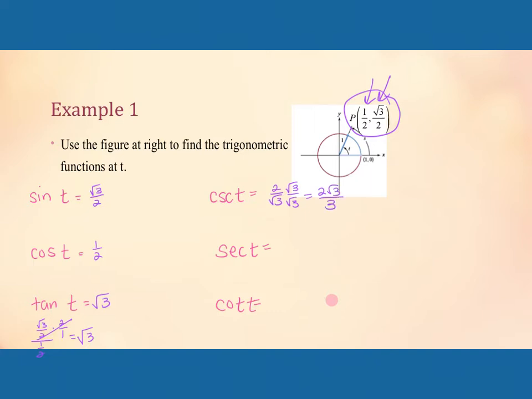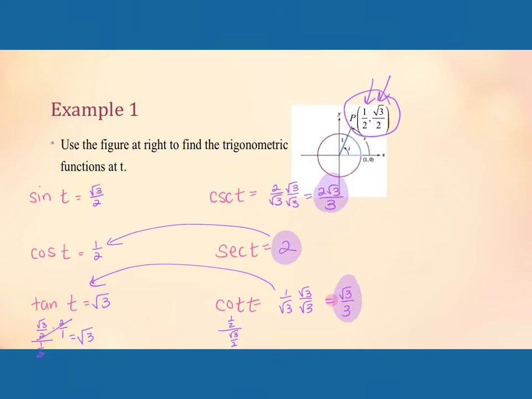The secant is the reciprocal of the cosine. So I get 2 over 1, or 2. And the cotangent can either be x over y, 1/2 over root 3 over 2, or the reciprocal of tangent, which would be 1 over root 3. And then we rationalize it, and I get root 3 over 3. So those are my 6 trig functions based on this angle here, which hopefully we remember: if it's 1/2, root 3 over 2, this is actually at pi over 3. That's the angle that's there, or 60 degrees.